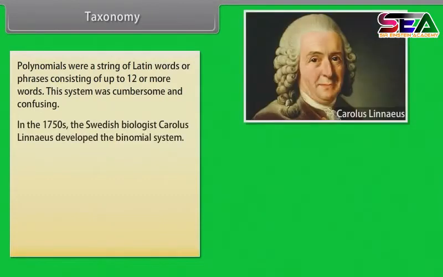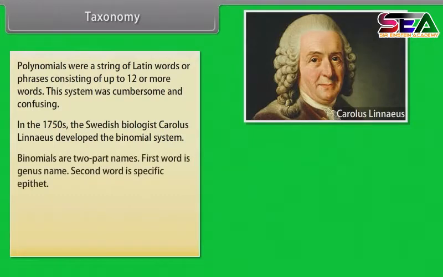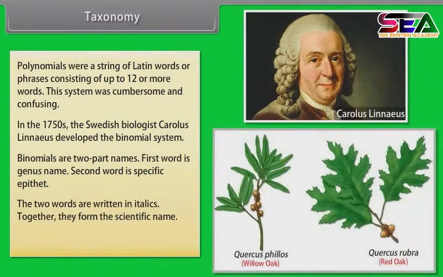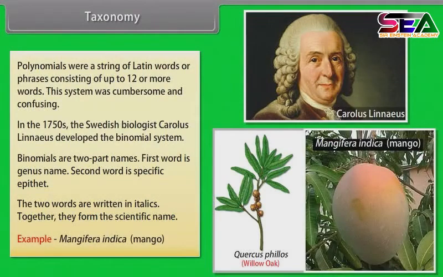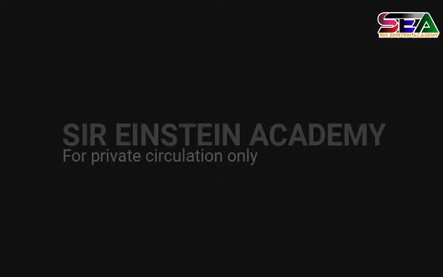In the 1750s, the Swedish biologist Carolus Linnaeus developed the binomial system. Binomials are two-part names. First word is genus name. Second word is specific epithet. The two words are written in italics. Together they form the scientific name. Example, Mangifera indica, mango.